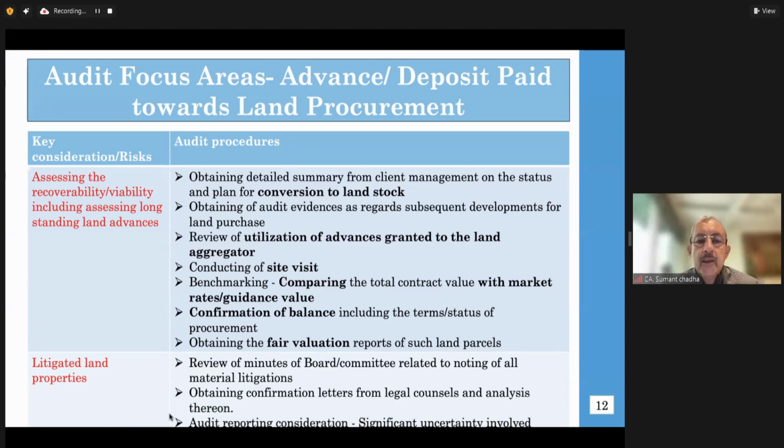What happens when I give land advances to land aggregators? After the project, ultimately, these companies have no meaning. The underlying land has also been sold. So I have to merge these shell companies maybe into my parent company or liquidate them. That again is a challenge, and we have to look into that.